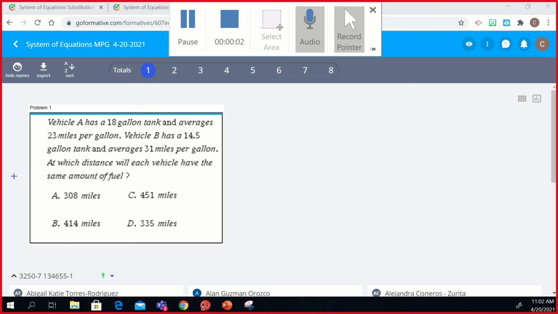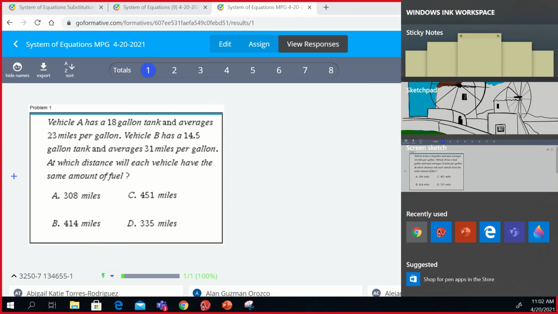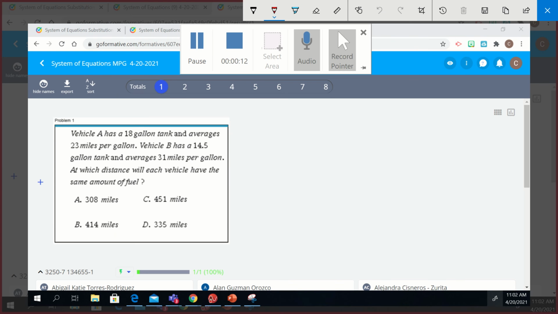This is the system of equations, miles per gallon. You have to set it up. Some of you are trying to answer it, which is fine. Some of you are answering by guessing. I know you're guessing. So the first thing you have to realize is they're equations.